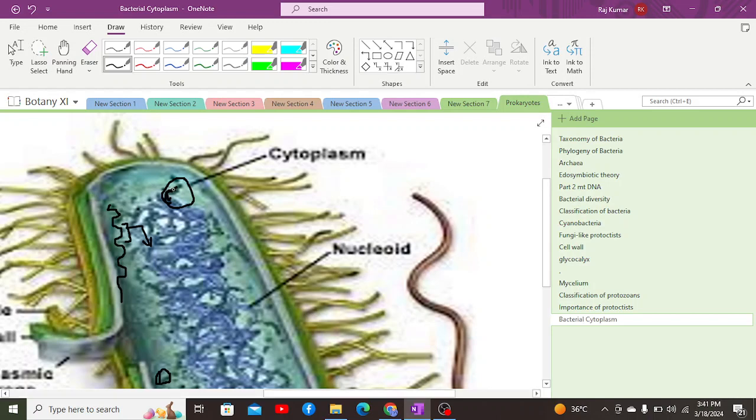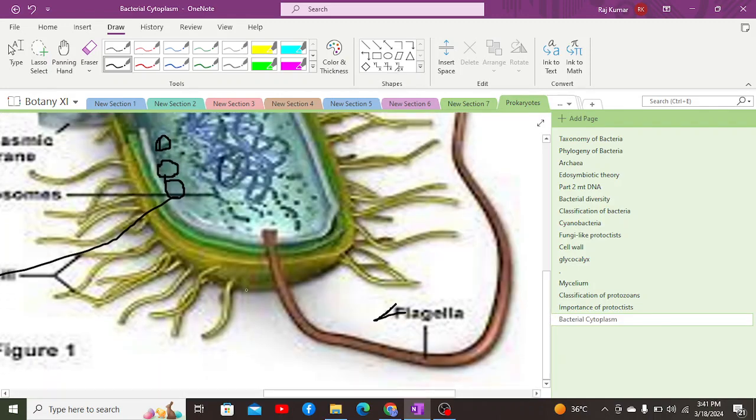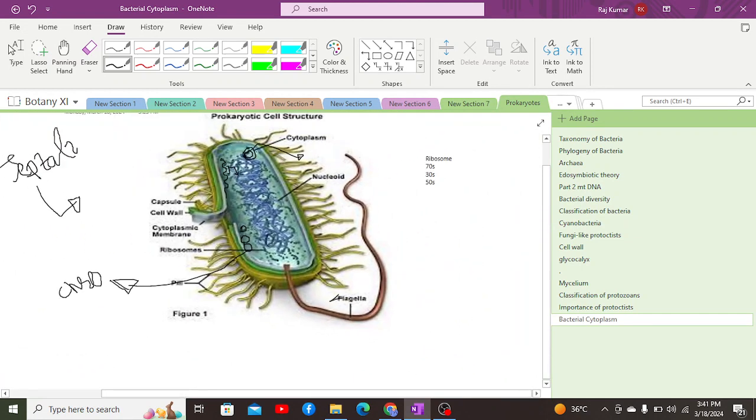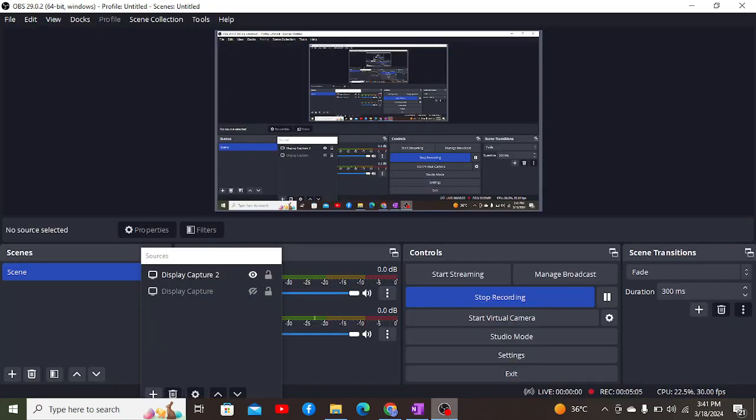What do we call this extra chromosomal material? It is known as plasmids. And in the next video, we are going to discuss the bacterial appendages.